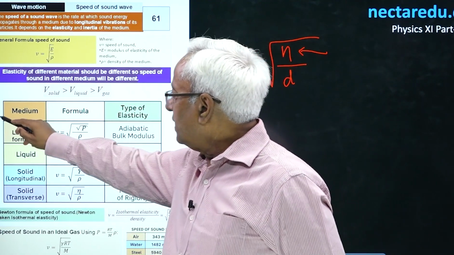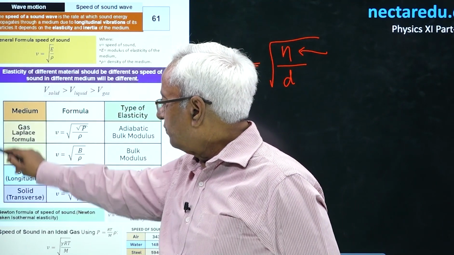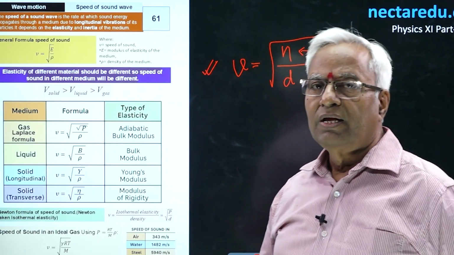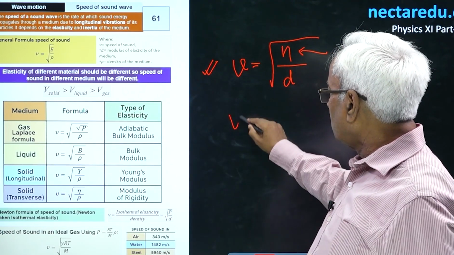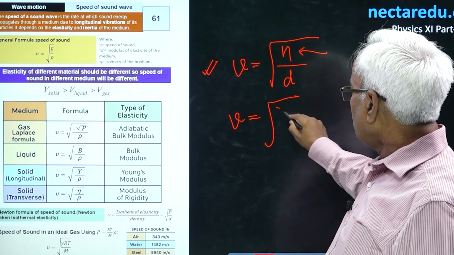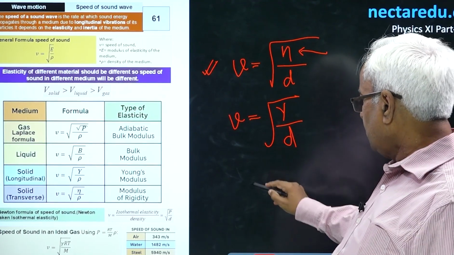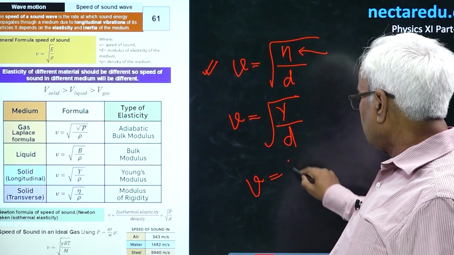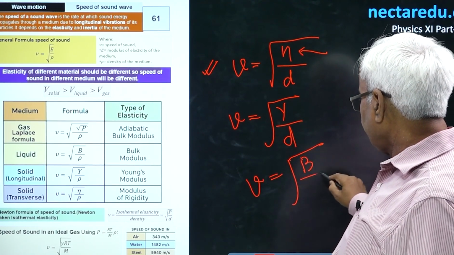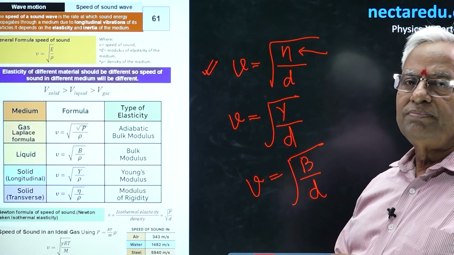All these three have been given for the velocity of longitudinal waves. Longitudinal waves in solid, it is going to be root y upon d. Y is Young's modulus, d is density. In liquids, that's going to be root b upon d, that's bulk modulus.